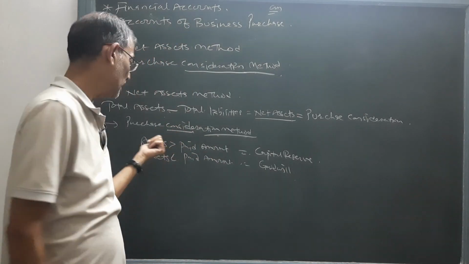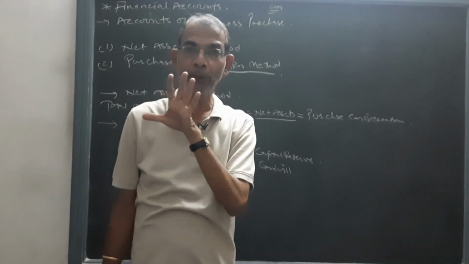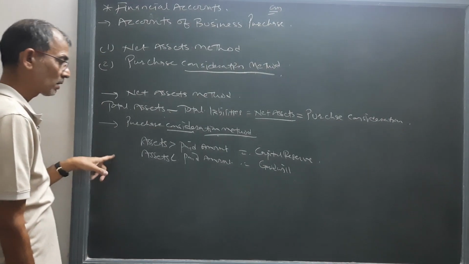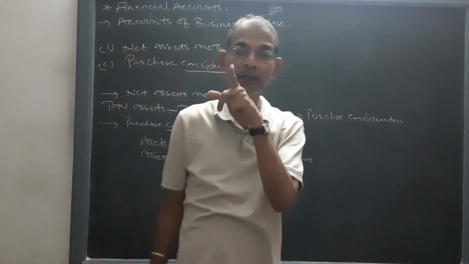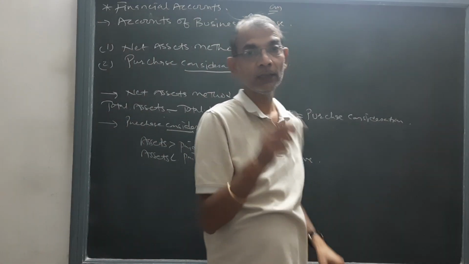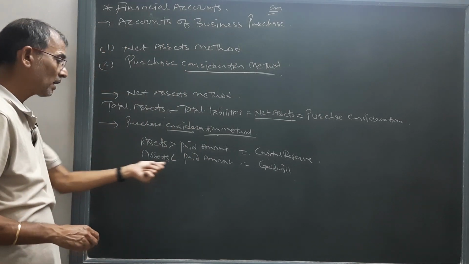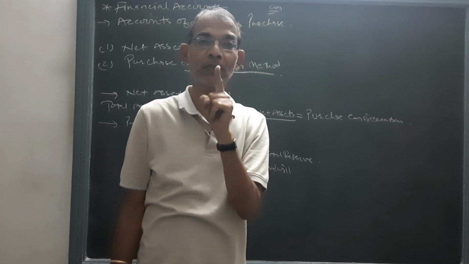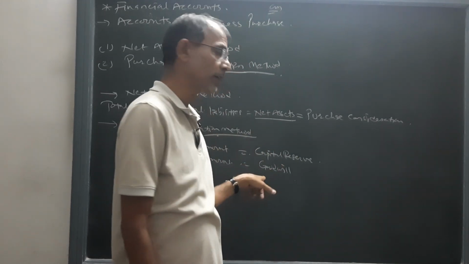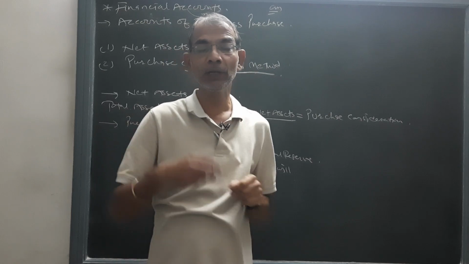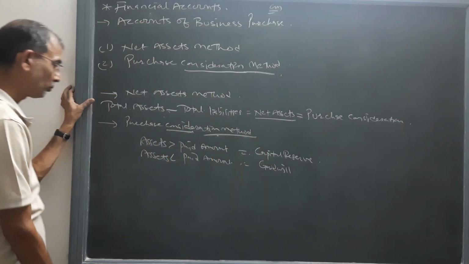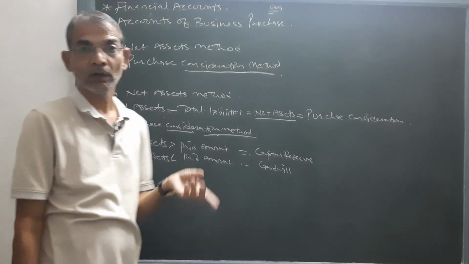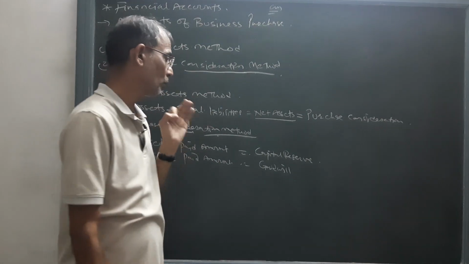In the first case, the company will be in profit because it has paid less than the net assets, so that profit is written as capital reserve. While in the second case, the company has paid more than the net assets, so that loss is considered as goodwill because the company has paid more. After finding this calculation, the journal entry is written, and that is simple.